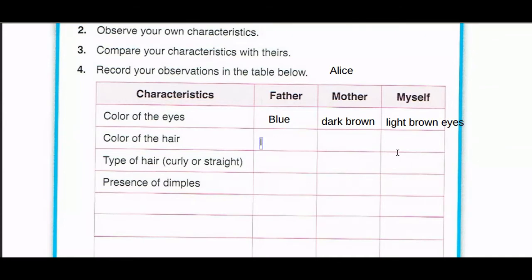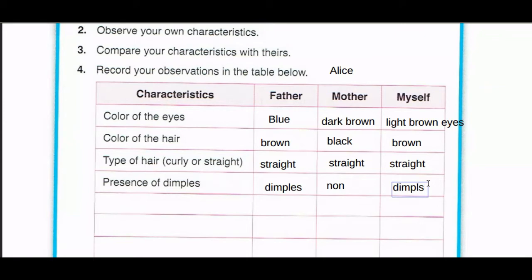Okay. Color of the hair. I have brown hair. Mother has black hair. And Alice, she has brown hair. Type of the hair. I have straight hair. Mother has straight hair. And Alice, she has straight hair too. Dimples. None. And Alice, she got dimples.